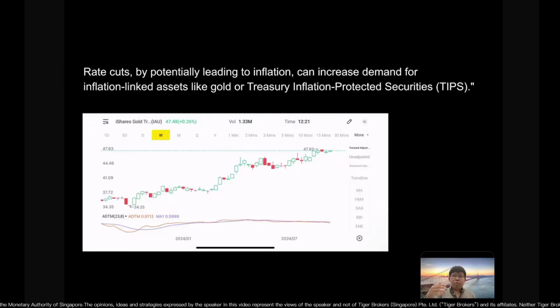So rate cuts can potentially lead to inflation. But now I don't think that's the case yet. Inflation is already down. So as we see, these few months gold actually went up, by over $10. This is the gold ETF.